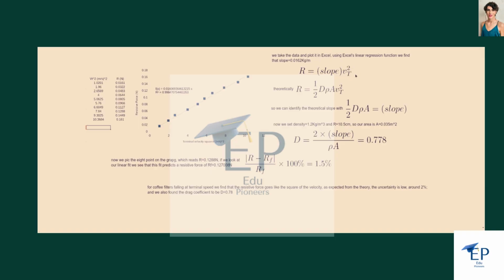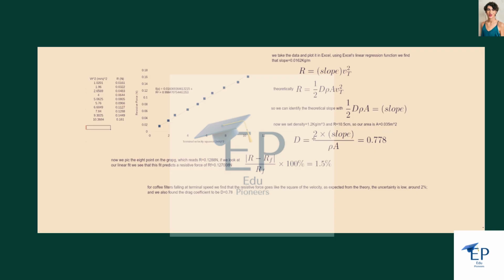squared. And theoretically, if you check your textbook, you'll see that we expect the resistive force to have this form. So making these two equal to each other, we find that 1/2 D rho times the area is equal to the slope. Now we set the density of the coffee filters to be 1.2 kilograms per meter cubed, and we model them as circles with radius 10.5 centimeters.